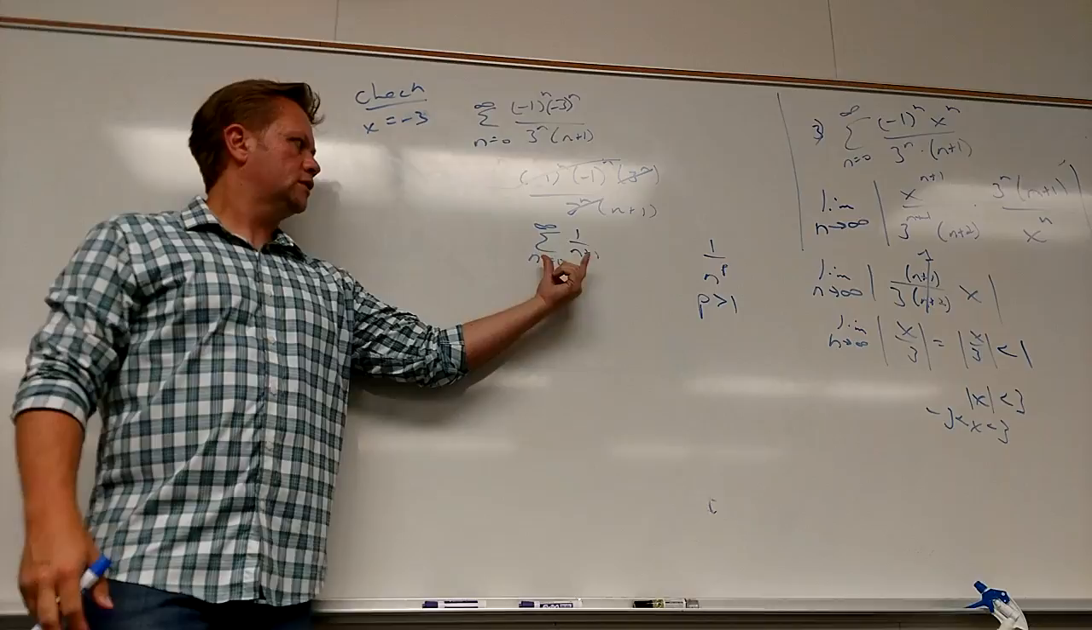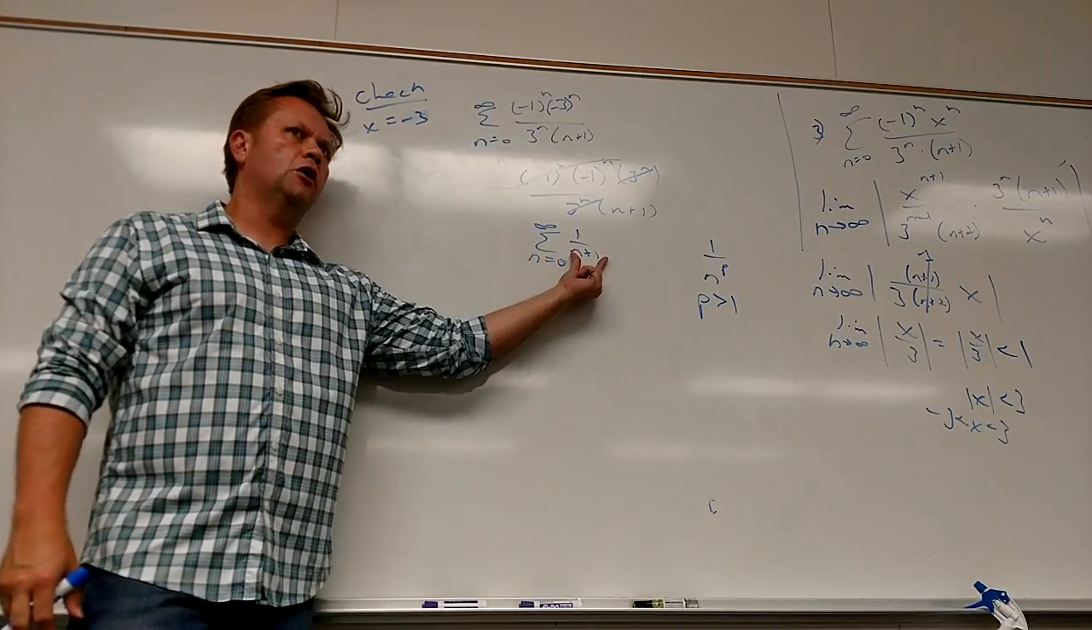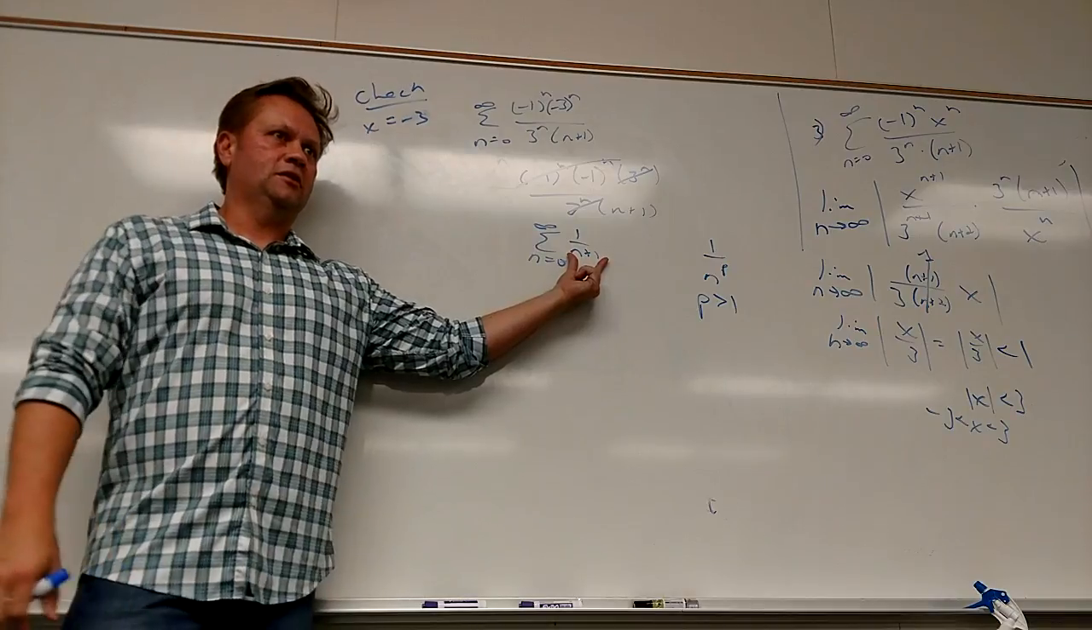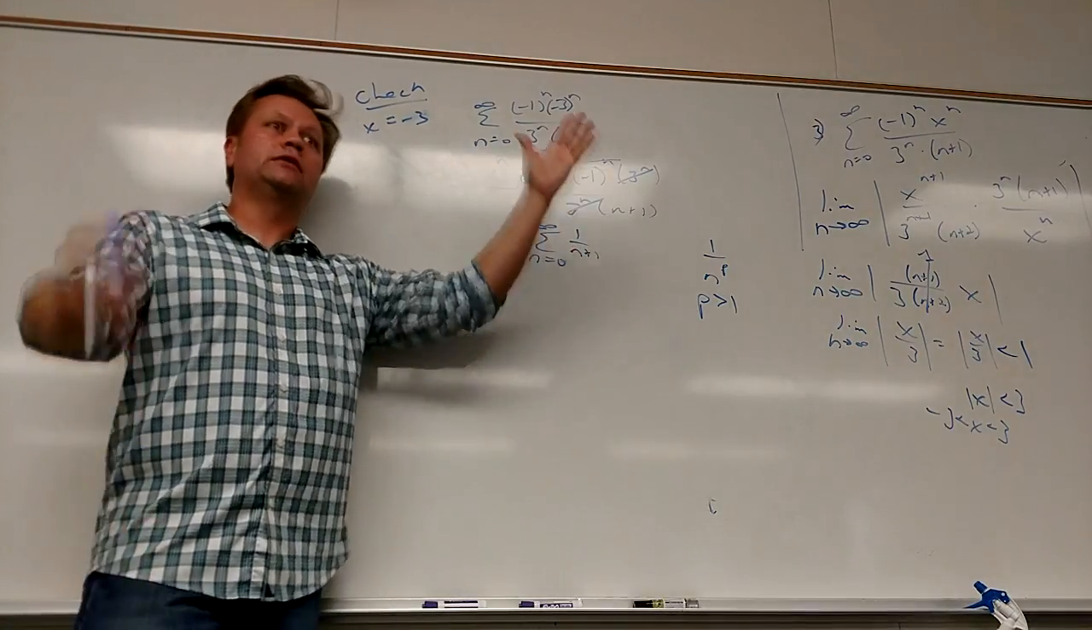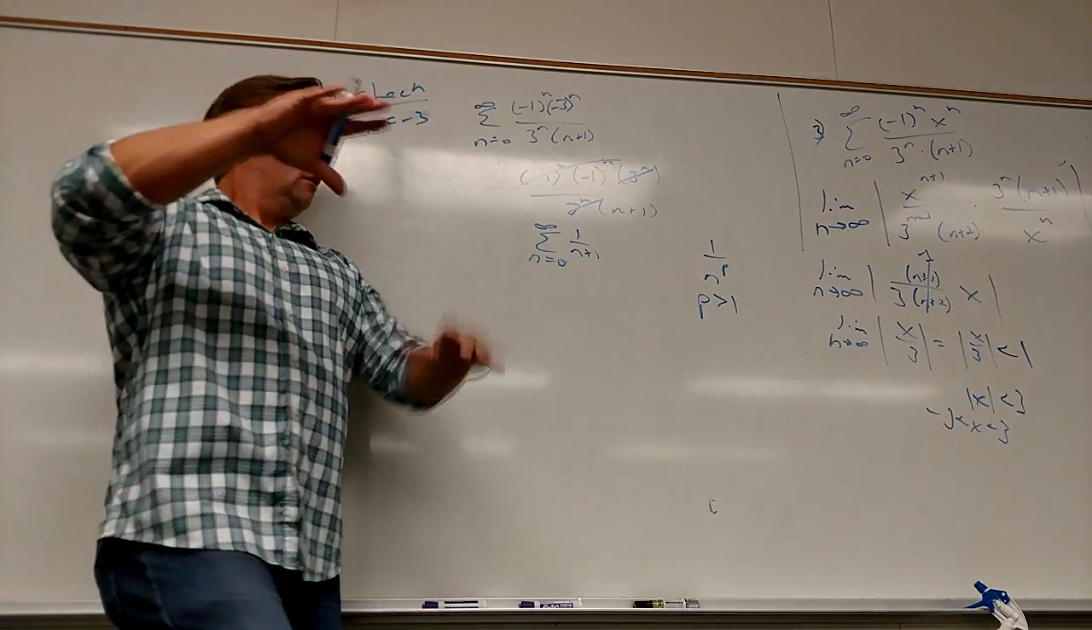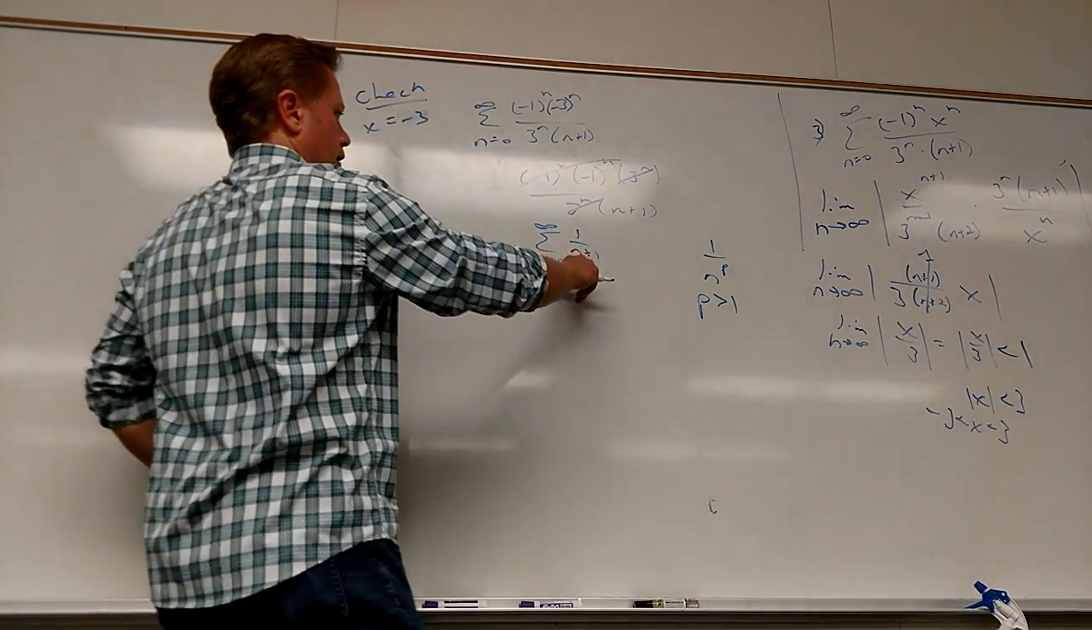So always students get the idea that if the limit as n goes to infinity is 0, it means it converges. It means it might converge. If the limit of this is not 0, it definitely diverges. It doesn't even have a chance. Okay. So this guy diverges.